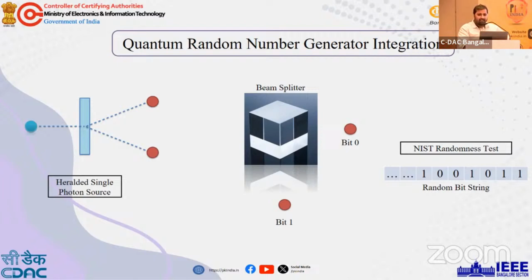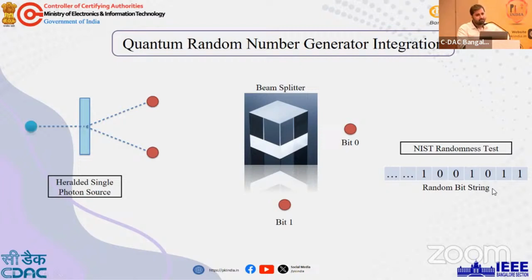And these are heralded single photon sources, because detection of one photon heralds the presence of the other photon. Now we have the single photons, and when we send them to a 50-50 beam splitter, either it can reflect or it can be transmitted. If it is transmitted, we can say it generates a bit zero, and when it reflects, we can say it is a bit one. So based on that, we can generate a random bit string.